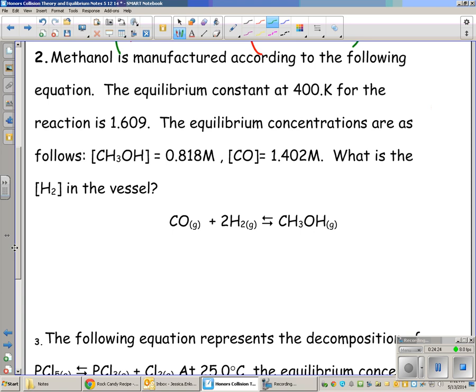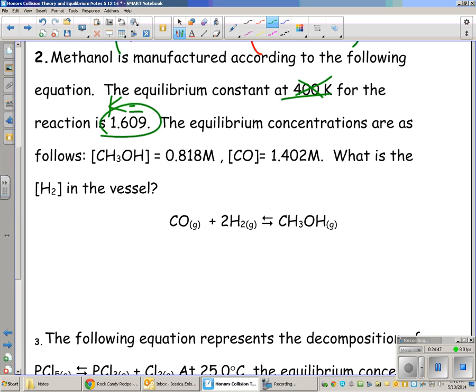All right. Methanol is manufactured according to the following equation. The equilibrium constant at 400 Kelvin for the reaction is 1.609. So what is that value representing? The K, right? So this is K. It says 400 degrees K. I don't really care. They have to tell us the temperature because K's change when you have different temperatures. Ignore the temperature. It's useless.